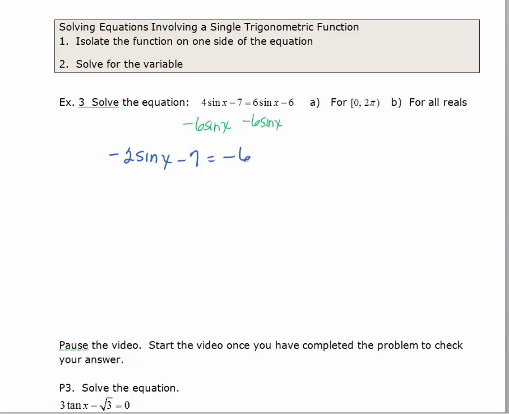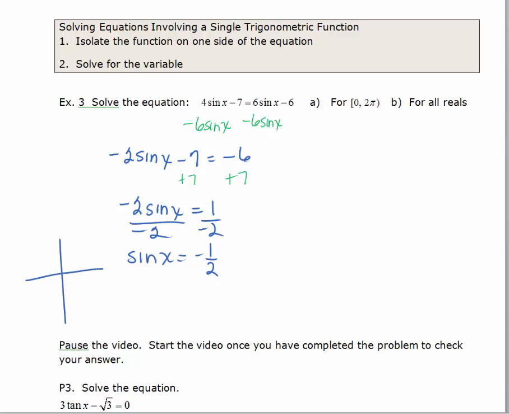I'm going to add 7 to each side. Now divide each side by negative 2. So we have sine of x is equal to negative 1/2. And so the first thing I'll do is to find those solutions in one rotation where sine is equal to negative 1/2. And I know that sine is negative in quadrants 3 and 4. The reference angle for when sine is equal to 1/2 is going to be pi over 6.